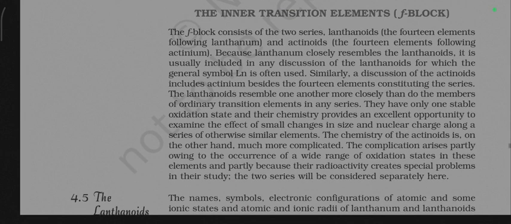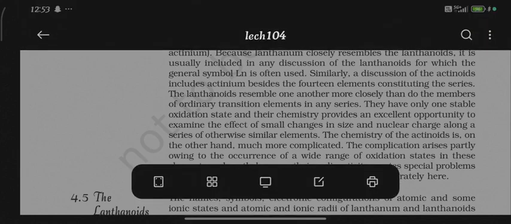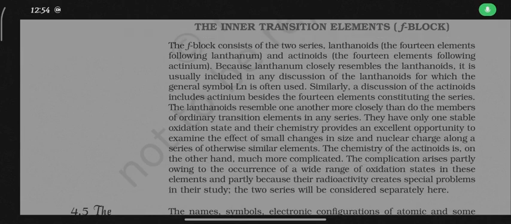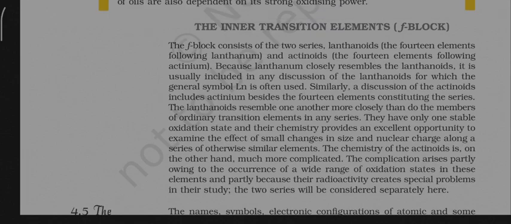The inner transition elements, the f block. The f block consists of two series: lanthanoids, the 14 elements following lanthanum, and actinoids, the 14 elements following actinium. Because lanthanum closely resembles the lanthanoids, it is usually included in any discussion of the lanthanoids, for which the general symbol Ln is often used. Similarly, a discussion of the actinoids includes actinium besides the 14 elements constituting the series.